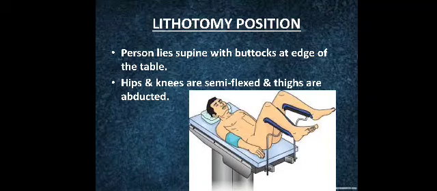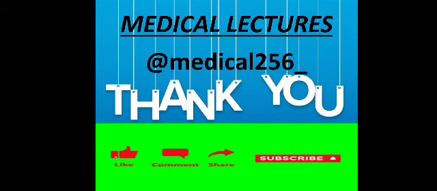So the person lies supine with the buttocks at the edge of the table and hips and knees are semi-flexed. Flexed is just nothing but a bend, for the time being you just understand it as a bend. So semi-flexed and thighs are abducted. Abducted is to take something away. Abduction is just separating the lower limbs. So this is the lithotomy position. Thank you. That's it for today.